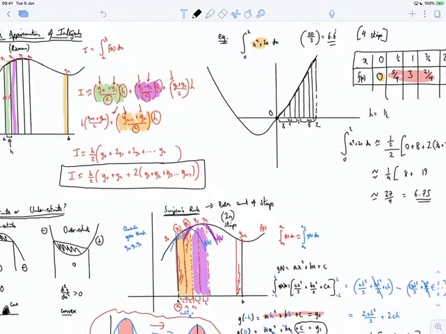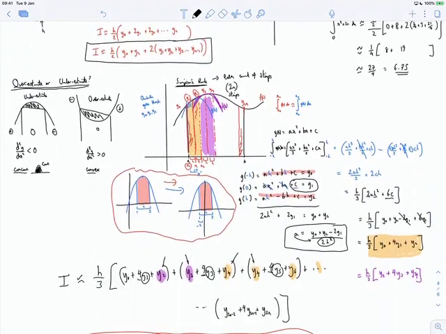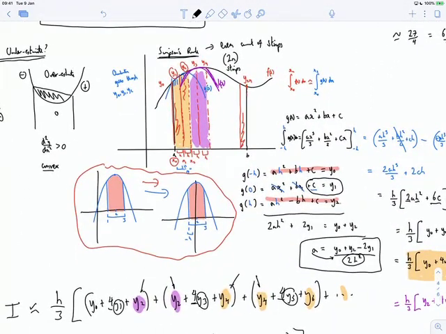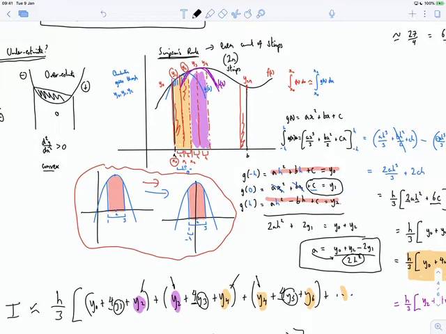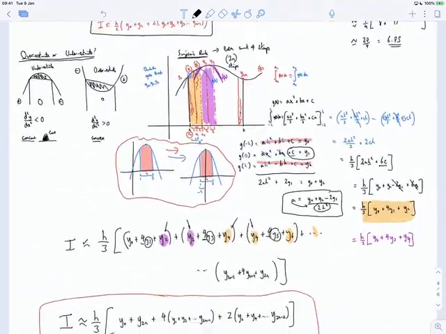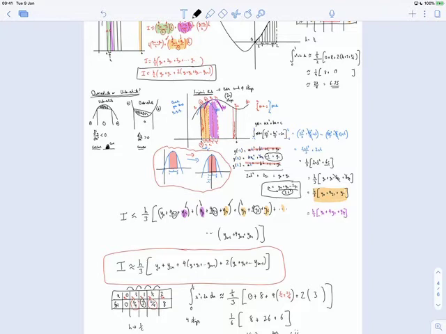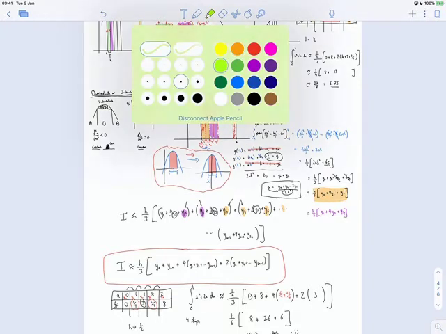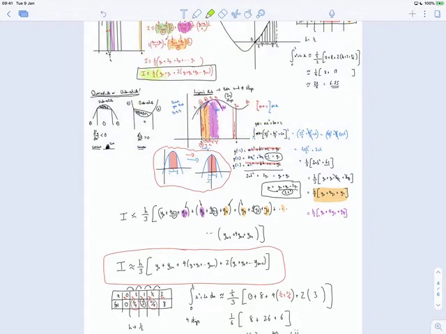Trapezium rule is just where we make trapeziums out of it. Simpson's rule is where we make strips of 2 and we find the areas under each of those parabolas between the 3 points and we sum them up. The formulas are here in light green, there and down here for Simpson's rule.